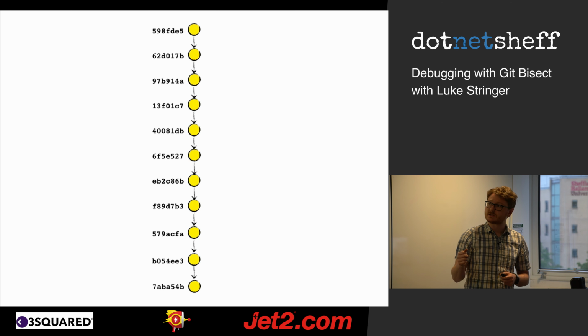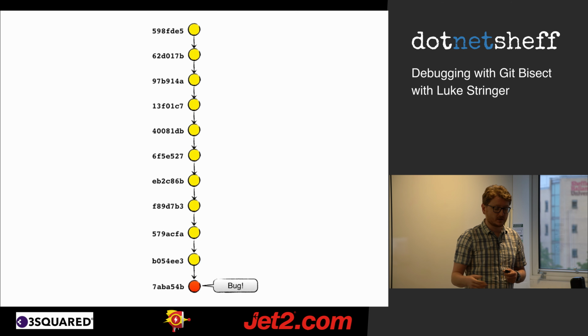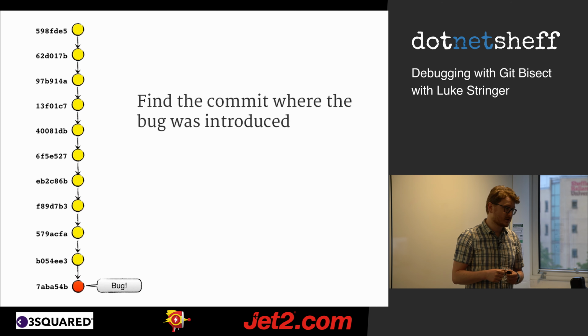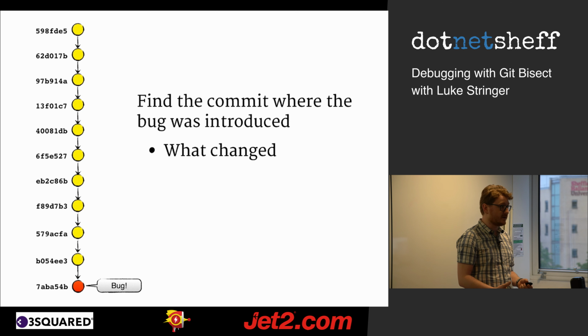Let's say we've got, I think we've got 11 commits here or something like that. Let's say we find a bug here and we have some steps to reproduce it. We want to find the commit where that bug was introduced. And once we've found that commit, then we can have a look what changed. We can have a look at the diff and figure out what code was implemented to introduce the bug.